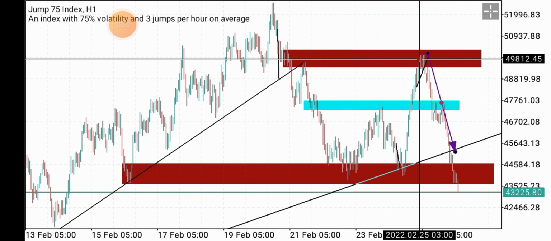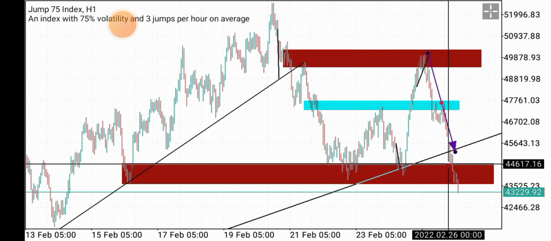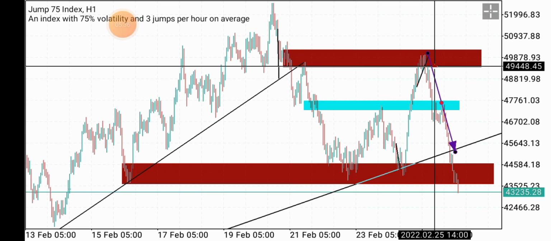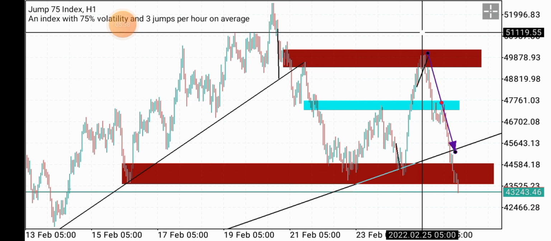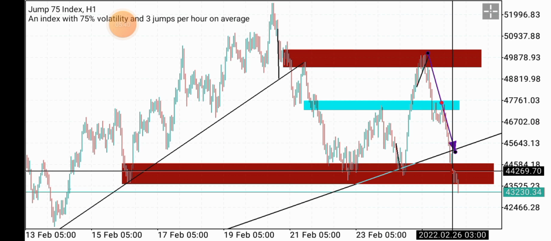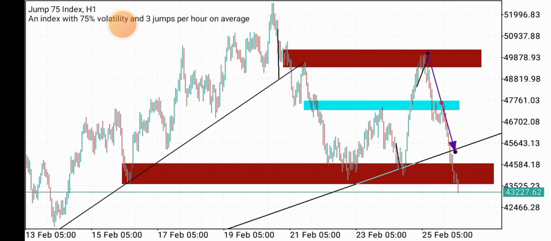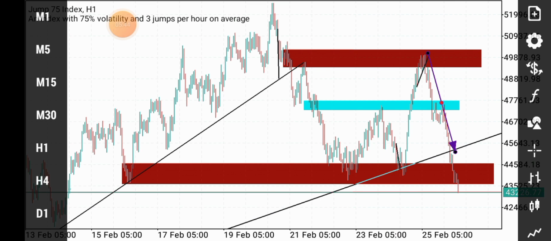Just imagine catching this move here. It's a very rewarding trade with a very high risk to reward ratio. You enter here, you place your stop loss just above, and you see it gives more than 1:5 risk to reward ratio. All right, now let's go to Jump 50.